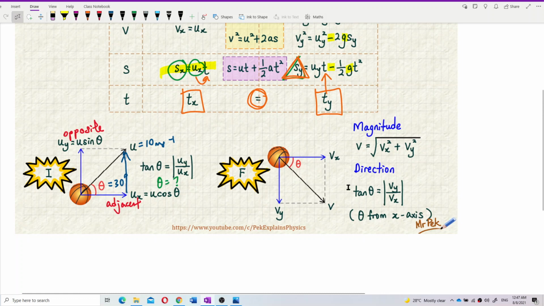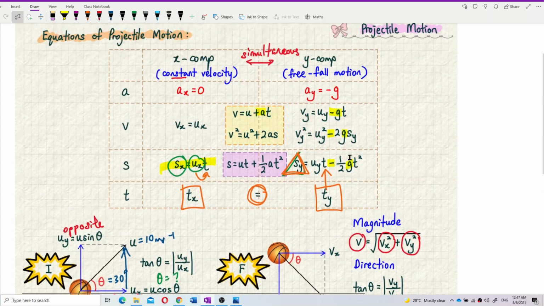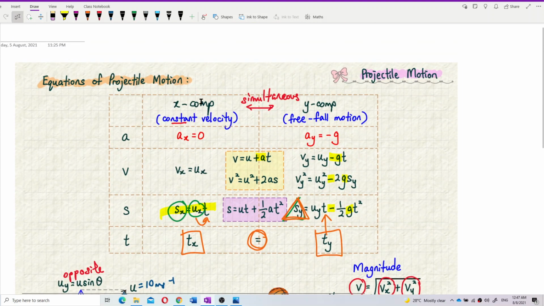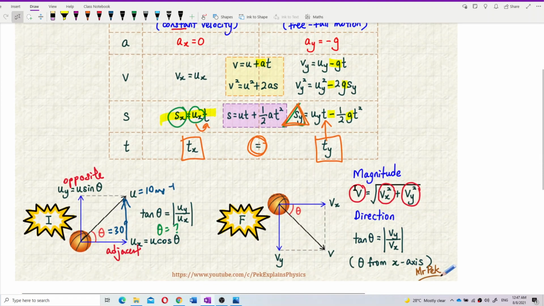So what you have to do is you cannot straight away find the final velocity. You must first find the final x component velocity and the final y component velocity. Then we do Pythagoras theorem, square root. Then only we can find the final velocity. And remember, projectile motion is a two-dimensional motion. It has two components, so you must find vx and vy. Then only you can find v.